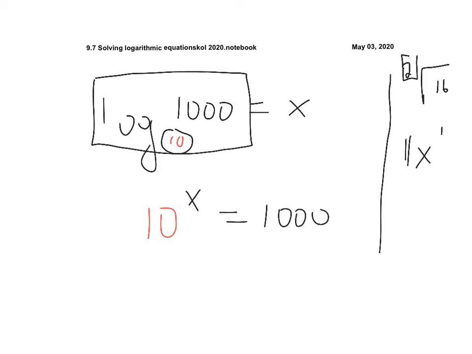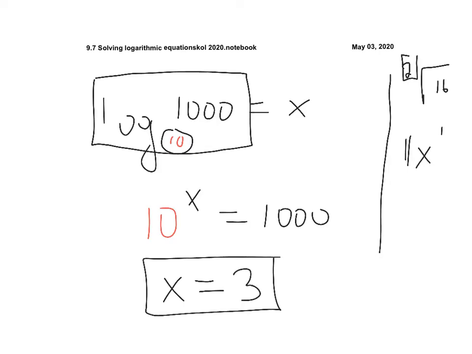Please take good notes on the videos, okay, because they will help you when you take the quizzes, okay? And now this means 10 to what power equals 1000, and obviously you know that 10 times 10 times 10 is 1000, so the answer is x equals 3. So this is the opening problem for day 1 notes.